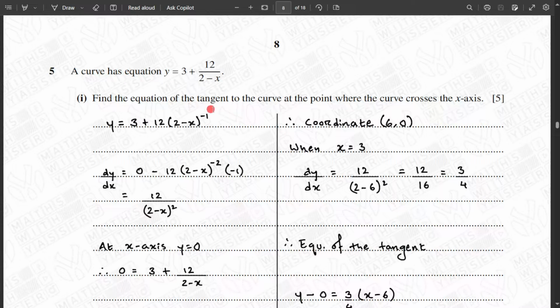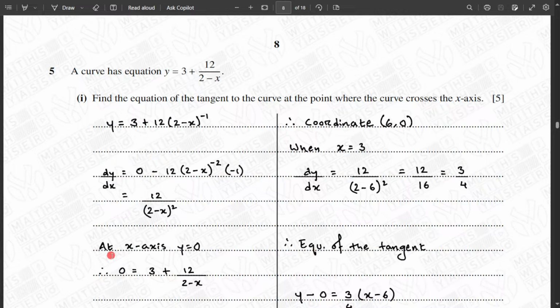Question number 5, it says a curve has equation y equals to 3 plus 12 over 2 minus x. Find the equation of the tangent to the curve at the point where the curve crosses the x-axis. So we can write the equation of the curve as y equals to 3 plus 12 times (2 minus x) to the power minus 1. That will help us to differentiate it easily. So dy by dx will be 0 minus 1 times 12, which is minus 12, times (2 minus x) to the power minus 2. So that is the outside differentiation. Then the inside differentiation should be minus 1. So we can write it as 12 over (2 minus x) whole squared. This negative and negative will make it a positive value.